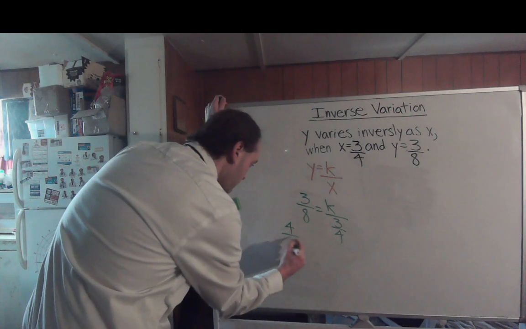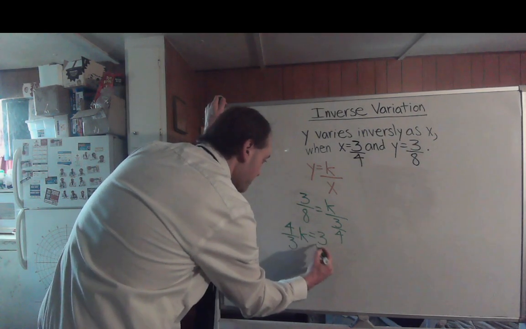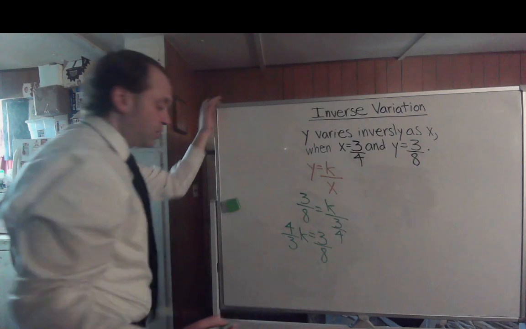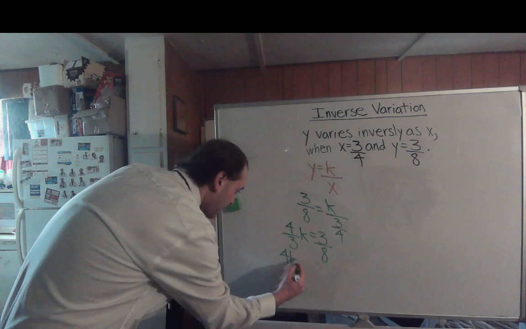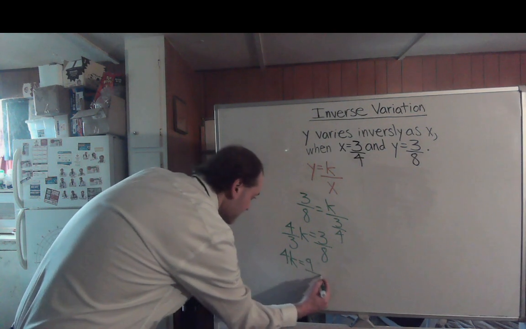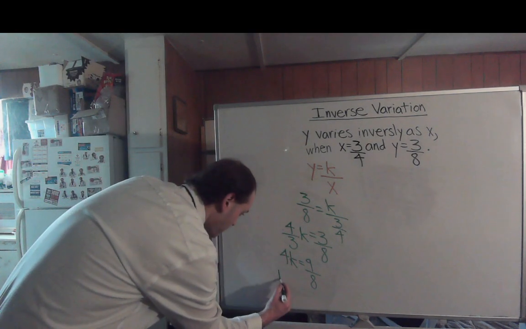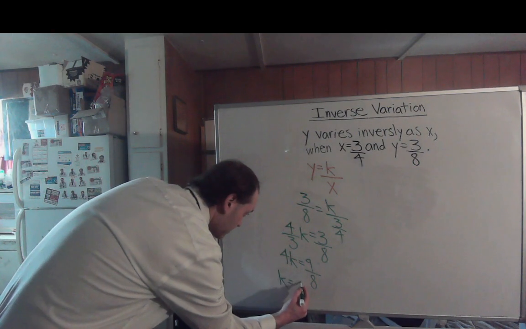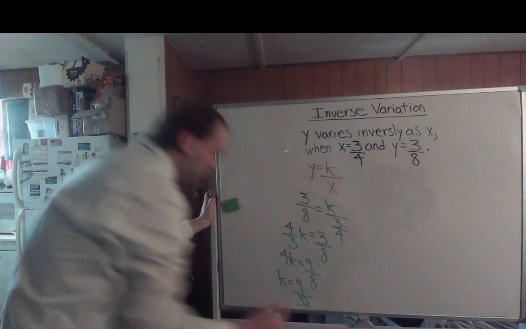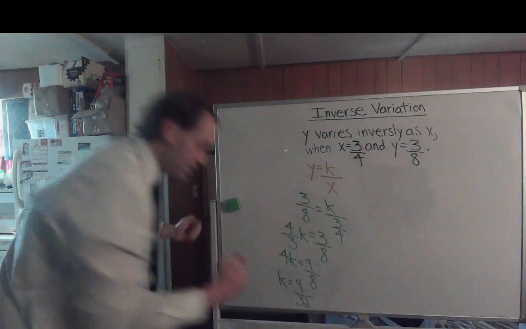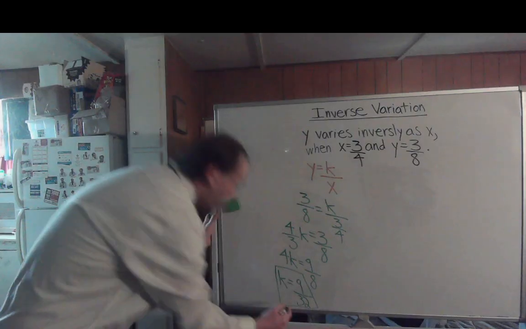Well, that fraction in the denominator means you just invert and multiply. This would mean that 4/3 k equals 3/8. All right, multiply both sides by 3, you'll get that 4k equals 9/8. Now divide both sides by 4, you'll get that k equals 9/32. We have a real funny one. So k equals 9/32. So how the heck are we going to write that?